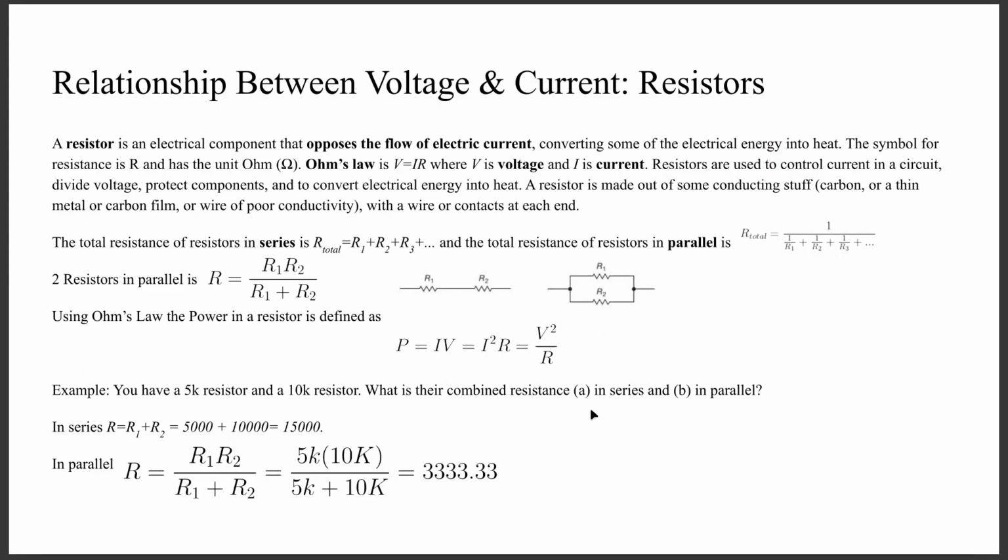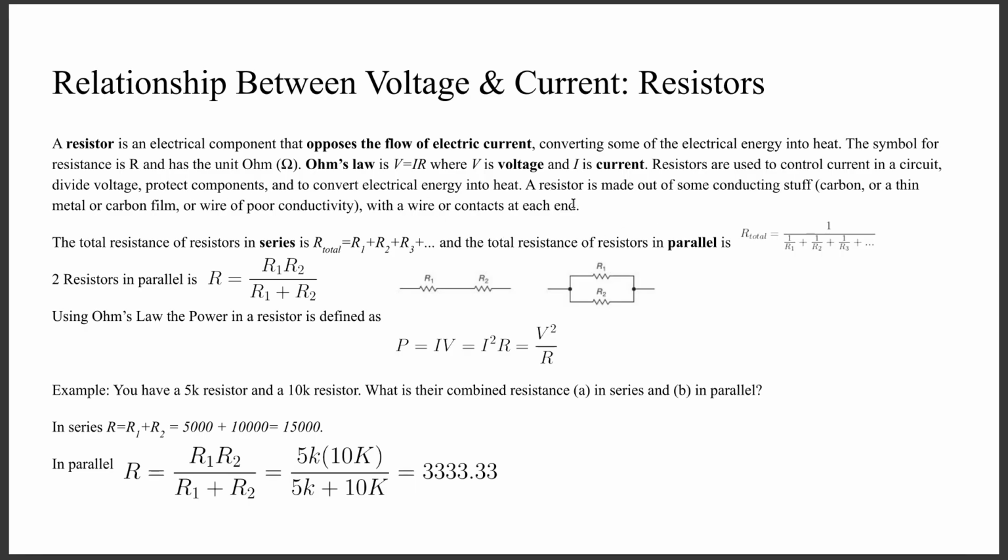Relationship between voltage and current. Resistors. A resistor is an electrical component that opposes the flow of electric current, converting some of the electrical energy into heat. The symbol for resistance is R and has the unit ohm. Ohm's law, which is very important, is V equal to IR, or voltage is equal to the current times resistance. Resistors are used to control current in a circuit, divide voltage, protect components, and to convert electrical energy into heat.